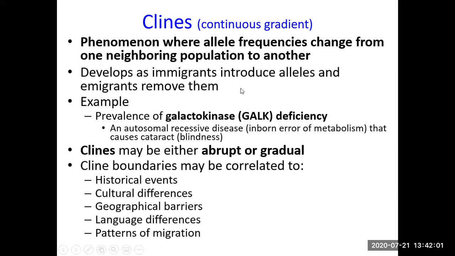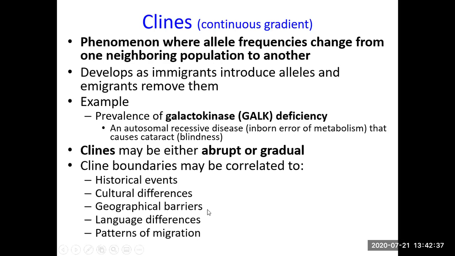Now migration doesn't always cause a black or white effect, okay? So you see a gray between that black and white, the different shades of gray. So that is a continuous gradient. We call it cline. Cline means a process where allele frequencies change from one neighboring population to another, sort of in a gradient, okay? They change gradually. Now, sometimes clines could be caused abruptly, very abruptly, suddenly something happened, okay? Or most of the times it is gradual.